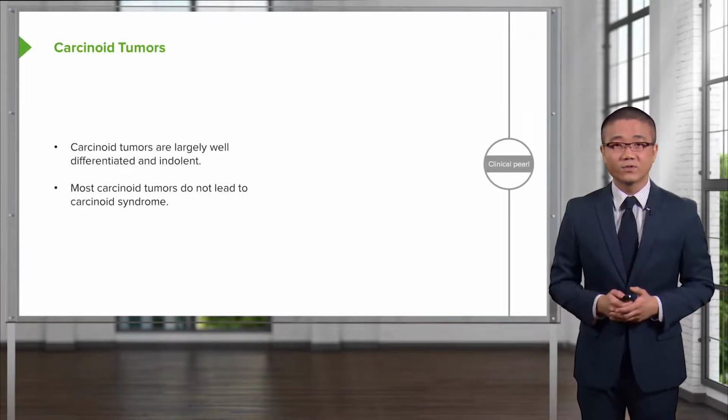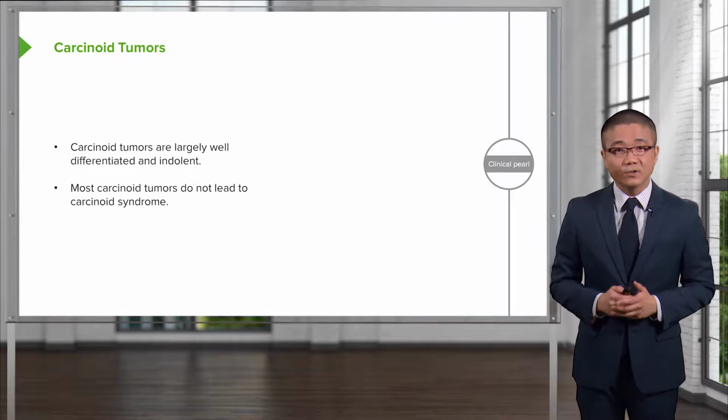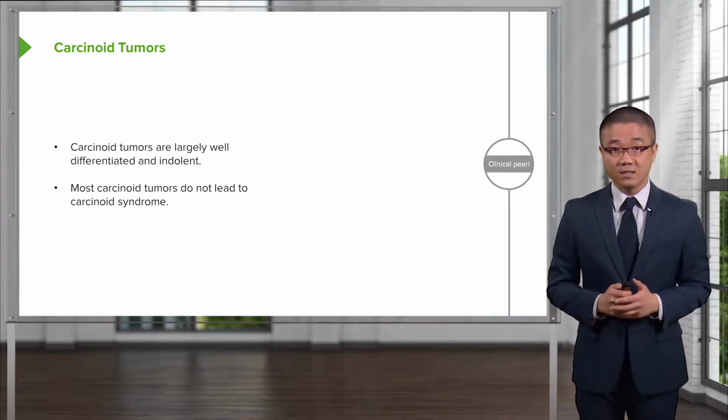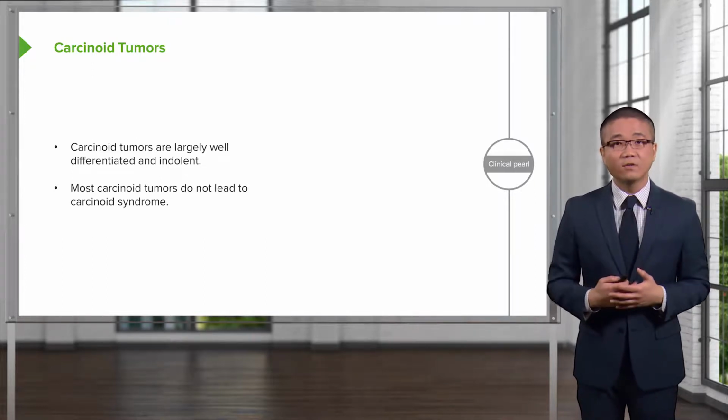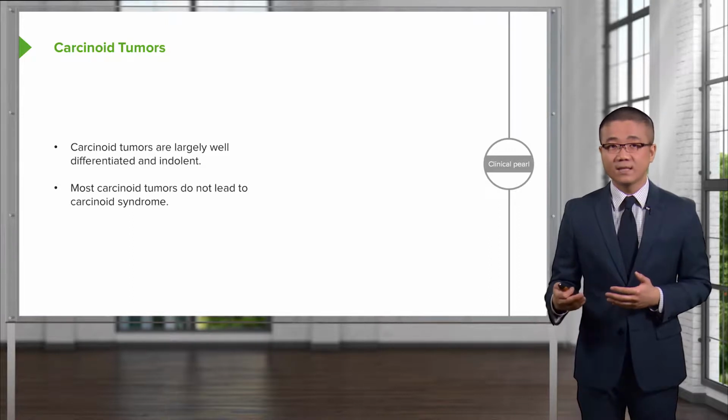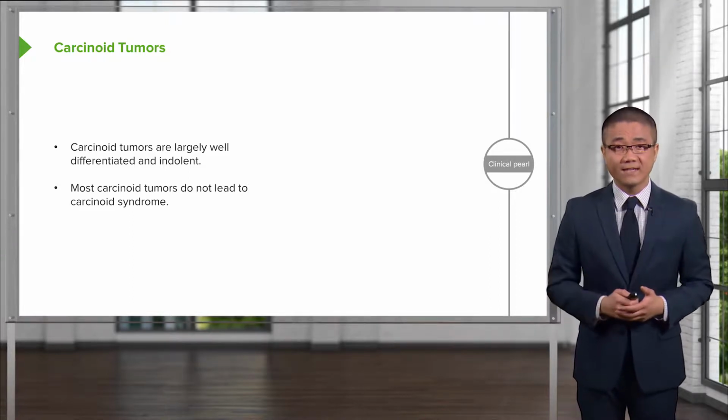Important clinical pearls. Carcinoid tumors are largely well differentiated and indolent tumors. Most carcinoid tumors do not lead to the carcinoid syndrome. Our livers have extreme protective mechanisms and they will degrade the vasoactive peptides.